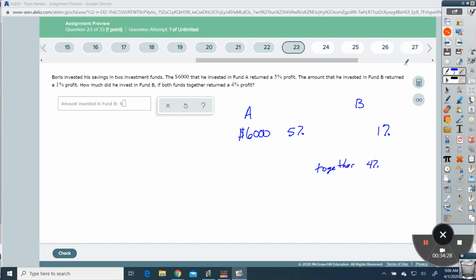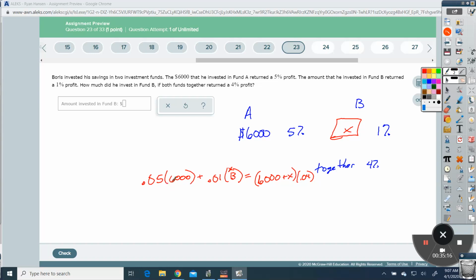Okay, so if we think back to the problem we just did, it's going to be similar to that. So I could figure out the interest on A, which is 0.05 times 6,000, plus the interest on B, equals the amount of dollars on both of them. I don't know the amount of dollars on B, so I'm going to call it X. So the amount on both of them is $6,000 plus X, and together they get a 4% interest return, so 0.04. So now I have the problem set up, where B is what I just called X. Now I can work it out this way. So I just go to my calculator, 0.05 times 6,000.